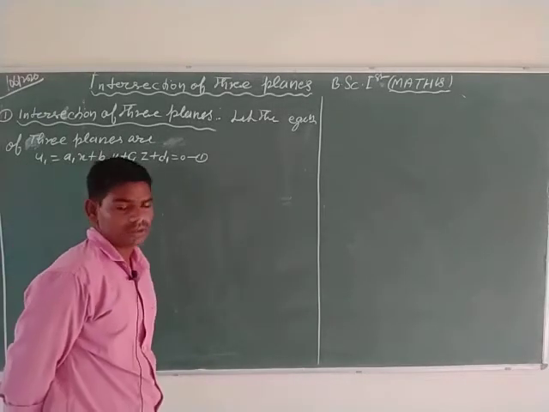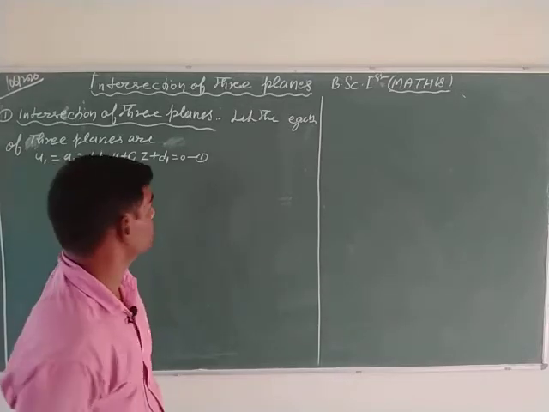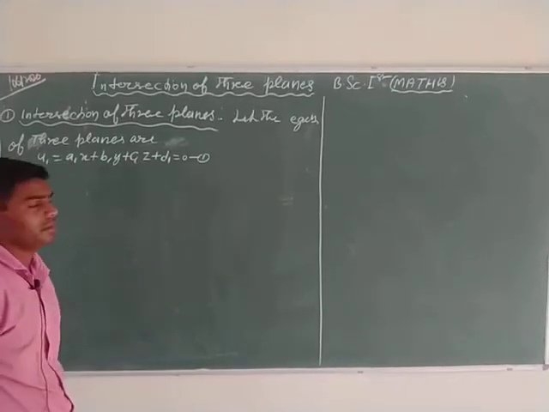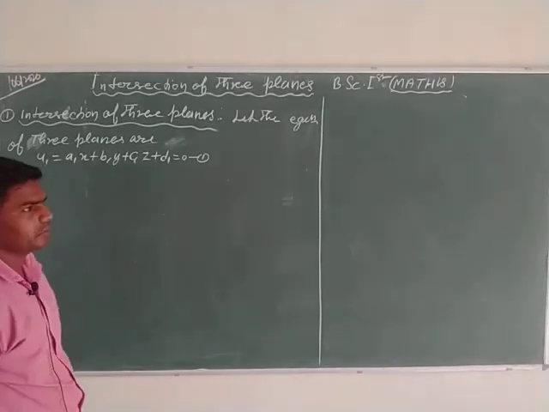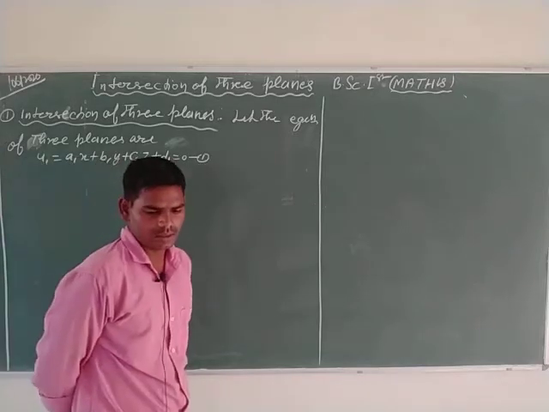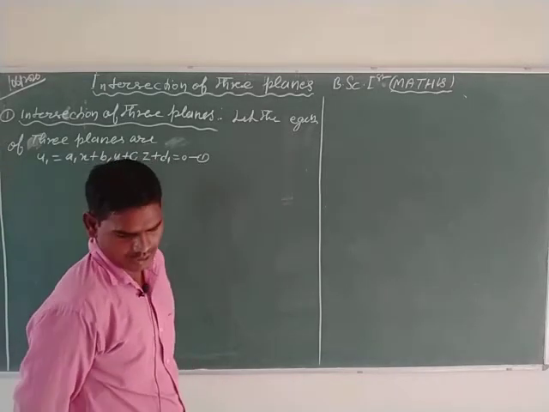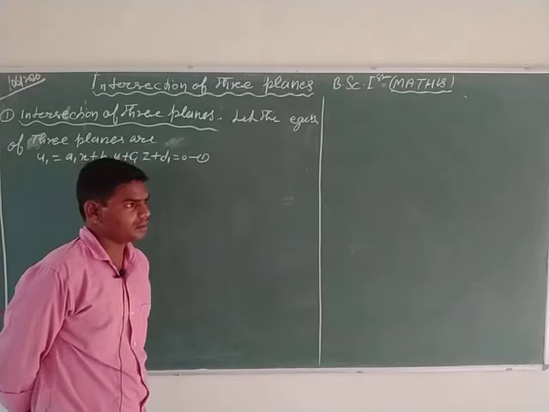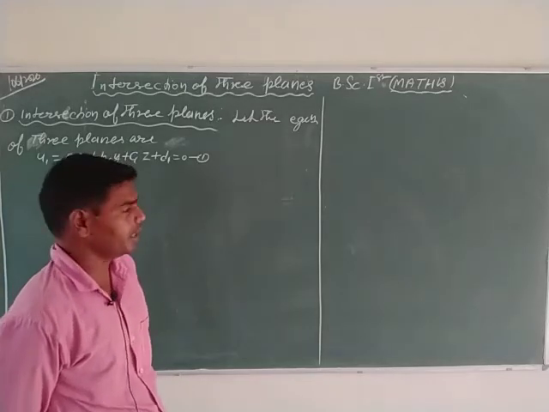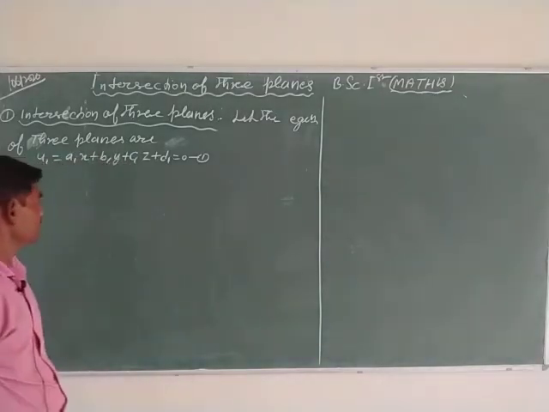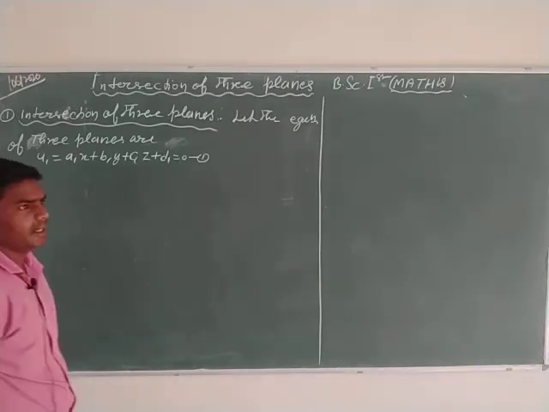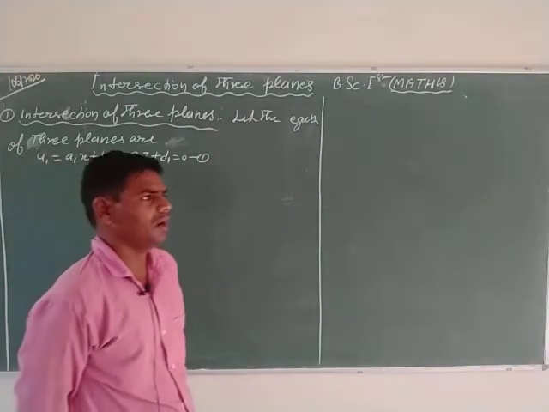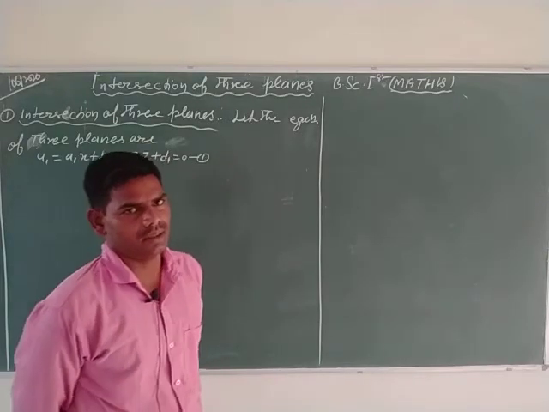Today we discuss the BSc first year syllabus topic, the intersection of three planes. In this article, consider three planes. You know that if two planes intersect each other, they form a line, which is called the intersection line. Similarly, the intersection of three planes can form a line, a triangular prism, or a point.